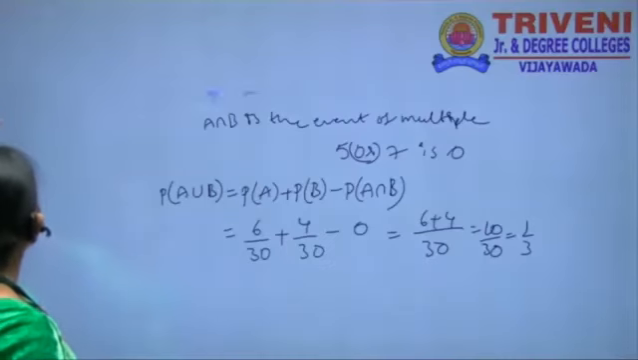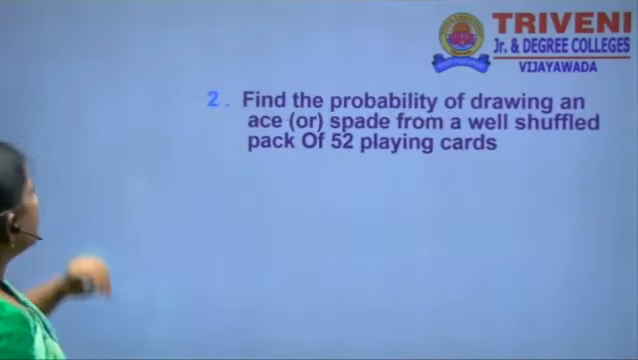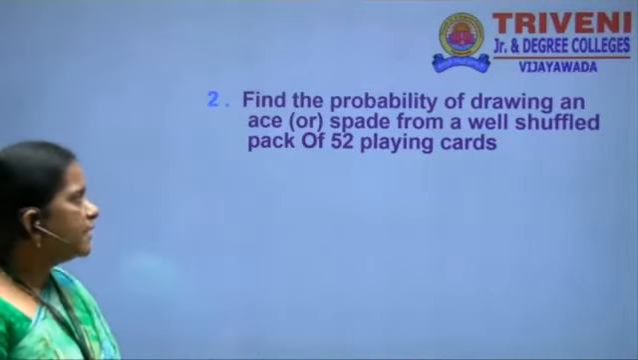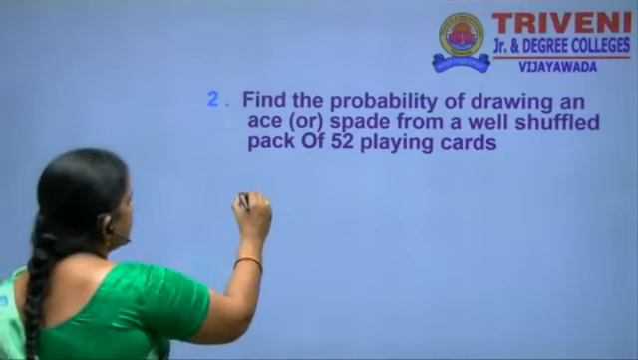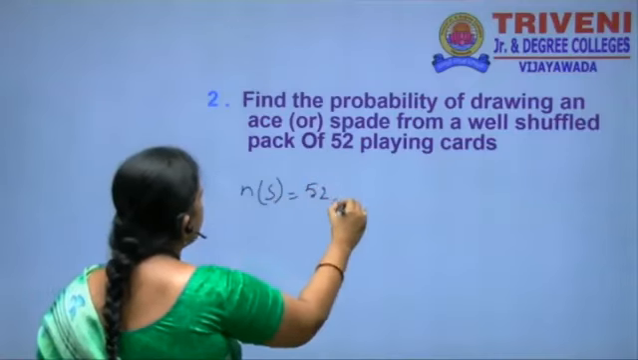Then we are going to the next sum. Find the probability of drawing an ace or spade from a well-shuffled card pack of 52 playing cards. Suppose a pack has how many cards? 52. Here, N of S is equal to 52C1.